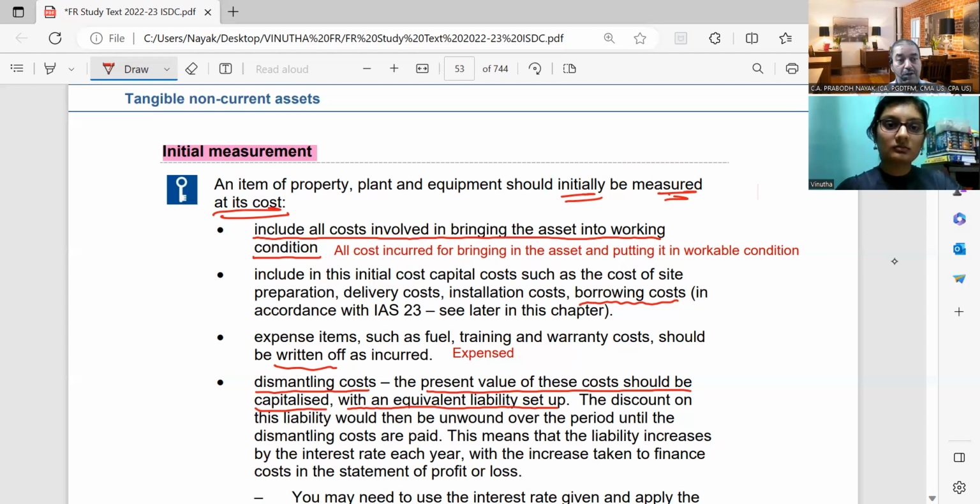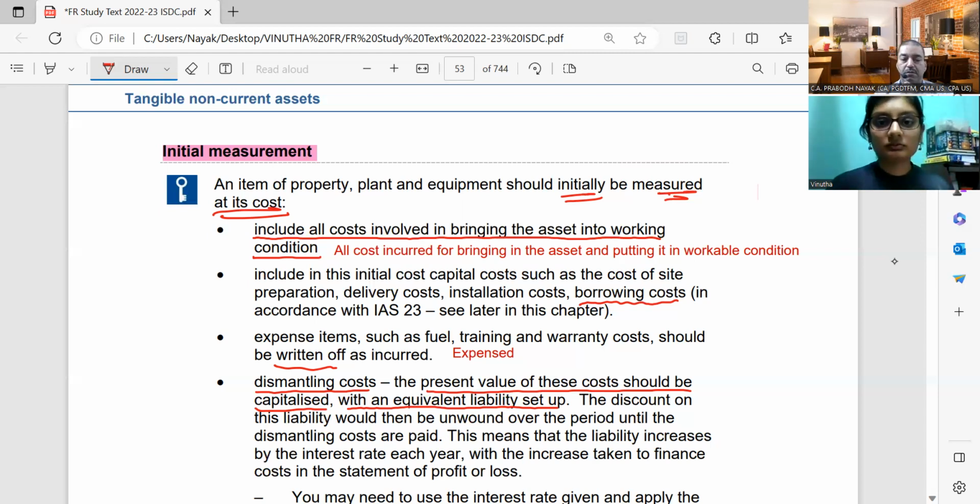Even though you are constructing the concrete block inside the factory building, it is not a part of the building. It is not going to be added to the cost of building. It will be added to the cost of machinery, because that is site preparation cost. Delivery cost, transportation cost, installation cost, borrowing cost, interest paid for purchase or construction of that asset, subject to certain restrictions. Okay, all this will be added to the initial cost.